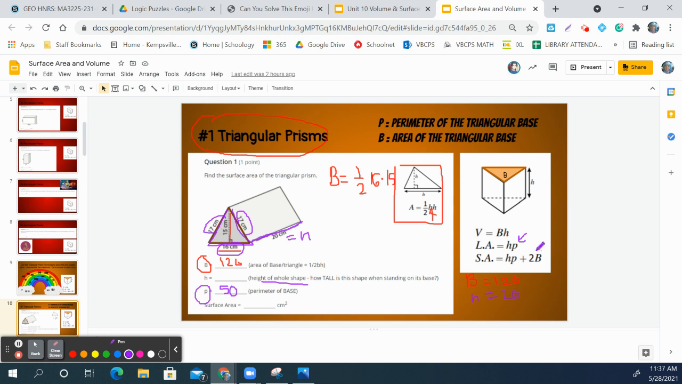And then to find the surface area, we've got to do this whole thing. So this is the height of the shape times the perimeter of the base, and then add 2 of the area of the bases. The H is the height of the shape. So that's this right here. So it'd be 20.